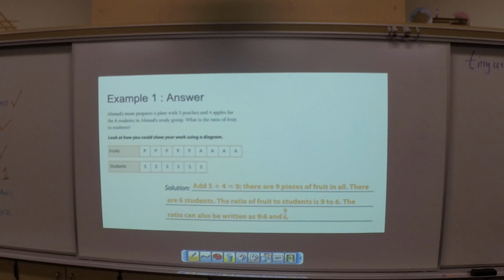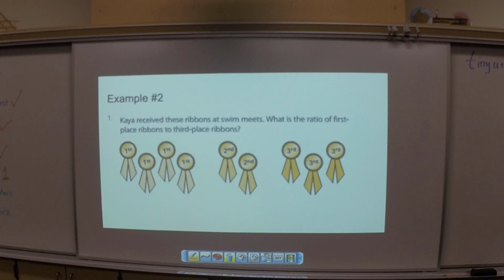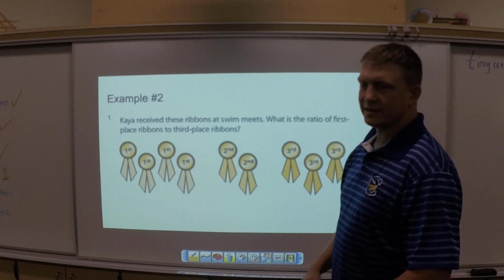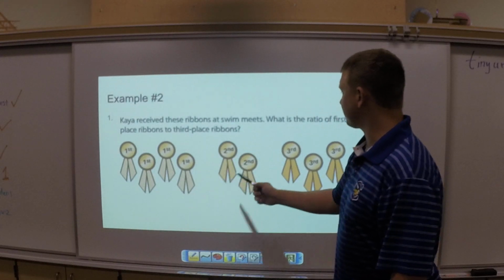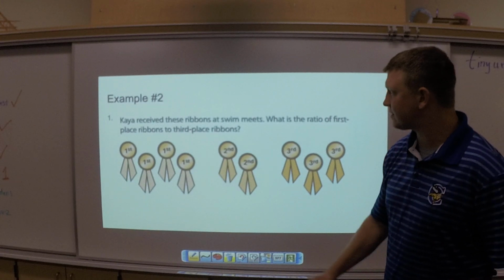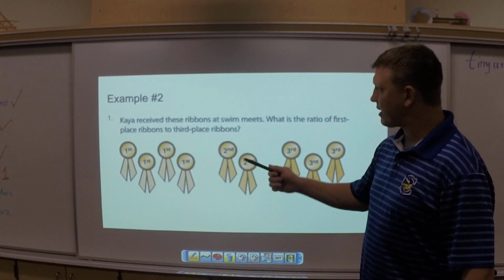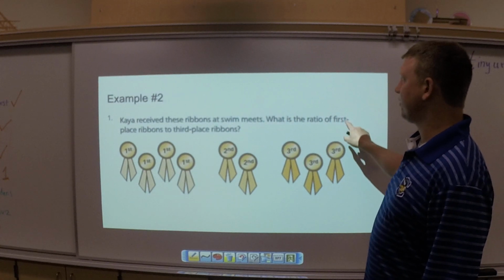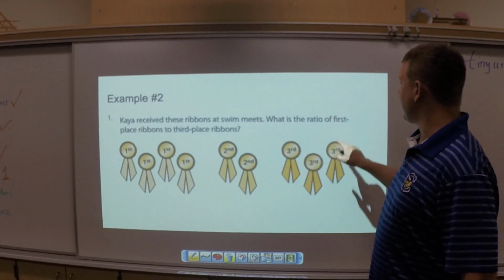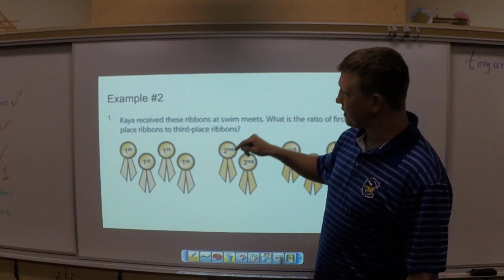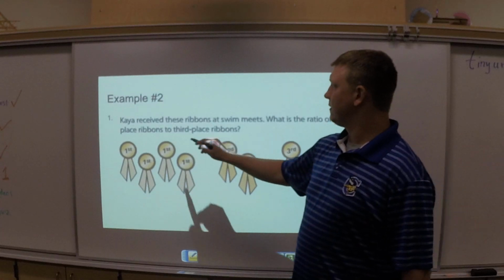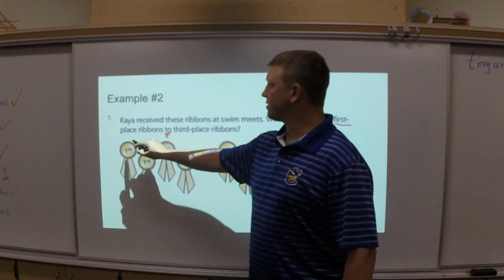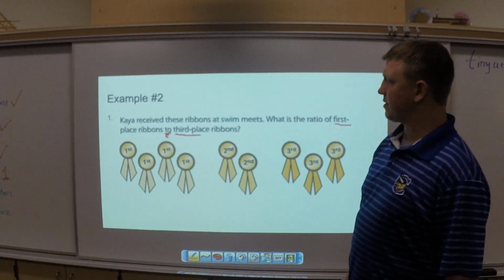All right. Next example. Here we go. Some really silly examples with first place, second place, and third place ribbons. Kaya received 3 ribbons at swim meets. What is the ratio of these ribbons, first place ribbons, first, to, look for that magic word, to, third place ribbons.